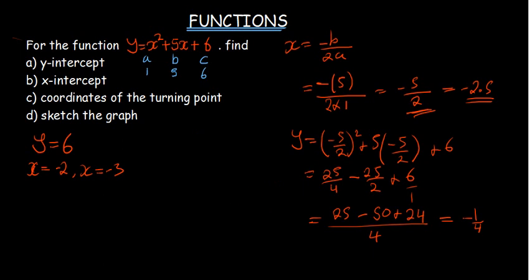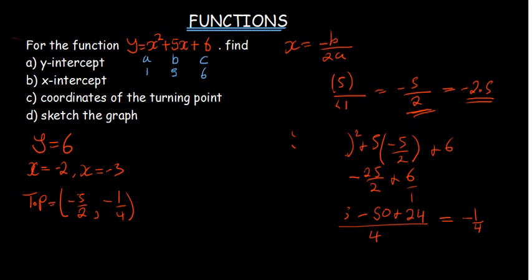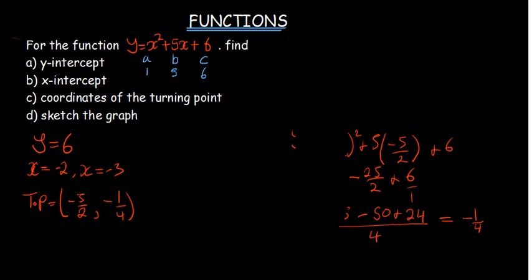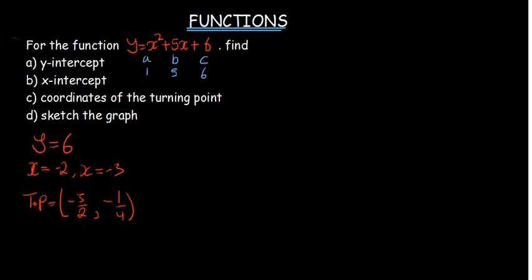Okay, so now our TP, I was just saying TP meaning turning point. The coordinates that we have is what? Our value of x is minus 5 over 2. Okay, 5 over 2 comma what? Minus 1 over 4. So those are the values of the turning point that we have. So meaning we have our y-intercept, we have our x-intercepts, we have our turning point. Hence we can sketch the graph now.